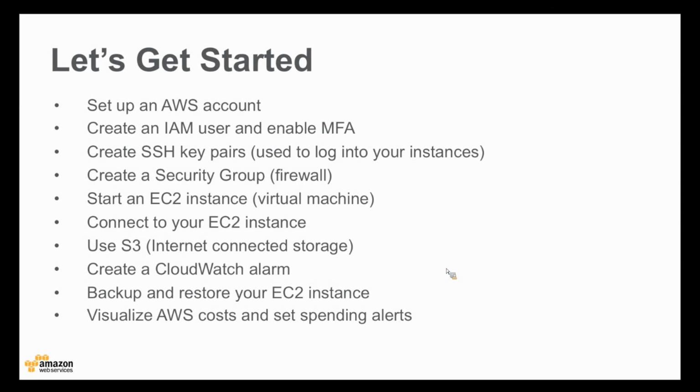Then we'll get into the fun stuff and start creating some EC2 instances, that's our virtual machine service, and create SSH key pairs so that we can log into our instances. If you're familiar with Linux or Windows, we're going to be doing both today, so don't worry, we don't like to take sides. We're going to create a security group, which is roughly the equivalent of a firewall to lock down access to that instance. Finally, we're going to connect to it.